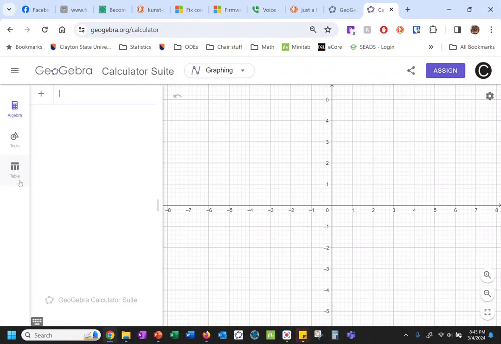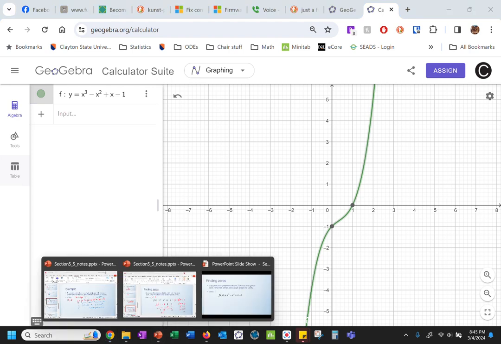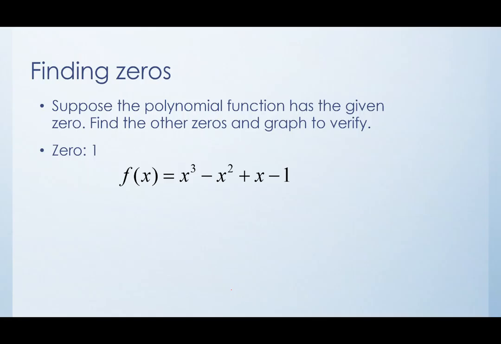All right, so we're going to graph our function. We've got x cubed minus x squared plus x minus 1. And you can see that this function has only one real root, one x-intercept, and that is at x equals 1. But it's a third degree polynomial, so it needs to have 3 roots. It's just not all of them are going to be real, right? So how do we figure out what the others are? Because we can't find them on a graph, right?